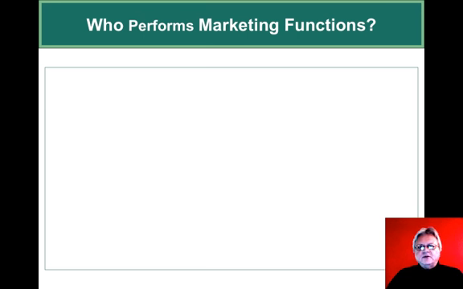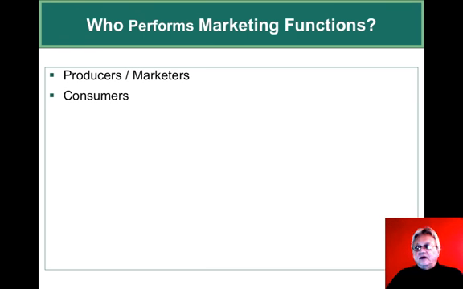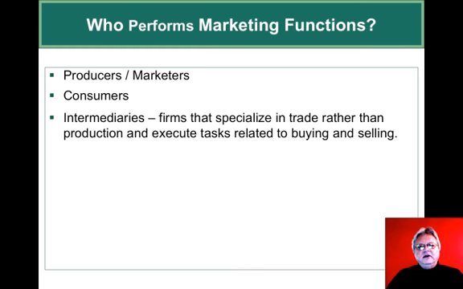Regarding the question of who performs marketing functions, certainly the producer or marketer is one element in the marketing arena. At the bottom of the marketing channel are the customer, the consumers. These could be ultimate consumers or business customers. And intervening between the producers and consumers, we have a number of intermediaries. These are firms that specialize in trade rather than production itself. And in this specialization in trade, these intermediaries execute tasks related primarily to buying and selling. Those are the intermediaries involved in the marketing function.